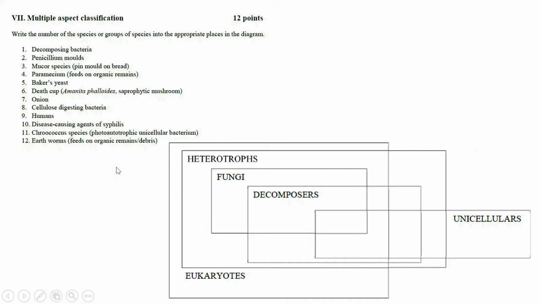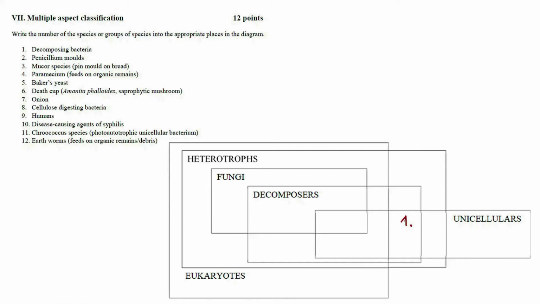Exercise 7, multiple aspect classification. Write the number of the species or groups of species into the appropriate places in the diagram. Number 1, decomposing bacteria. They are prokaryotes, unicellular organisms, decomposers, and they are not fungal species. So number 1 will belong here, obviously heterotrophs. So number 1 should be put in here.